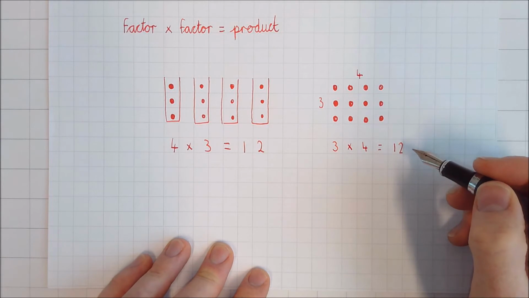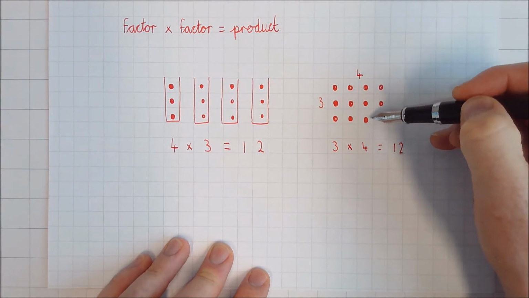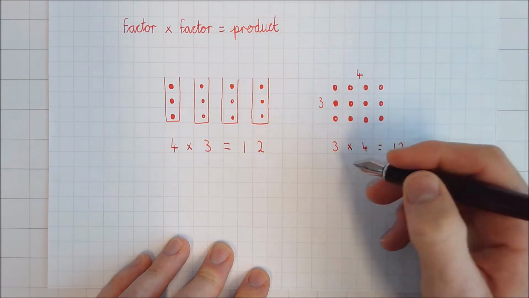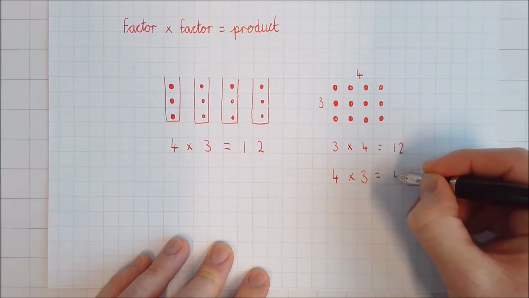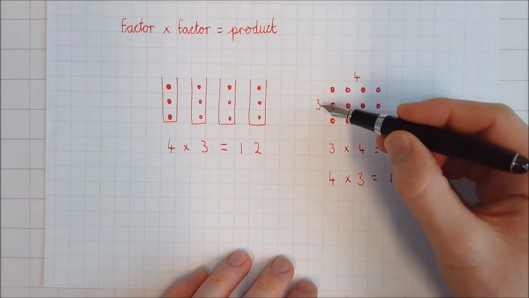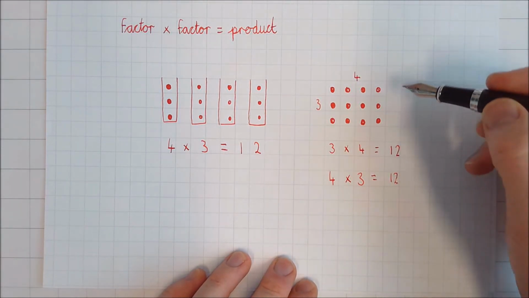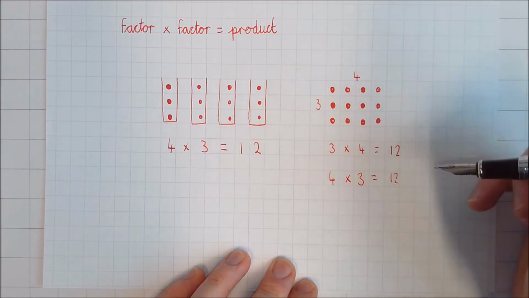We could also say, though, that we have 4 lots of 3. 1 lot of 3, 2 lots of 3, 3 lots of 3, 4 lots of 3. So we'd say that 3 and 4 are both our factors, and our product is 12. It is the total number in our array.